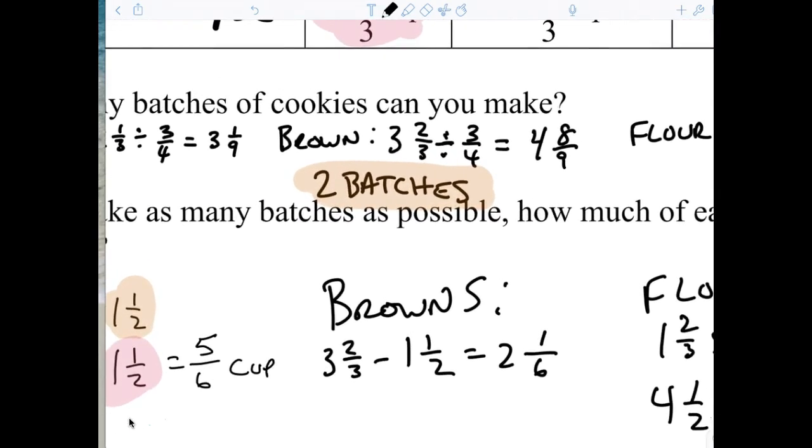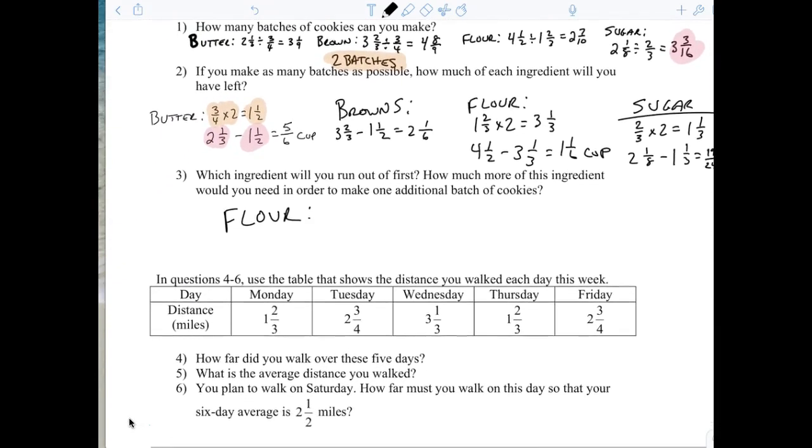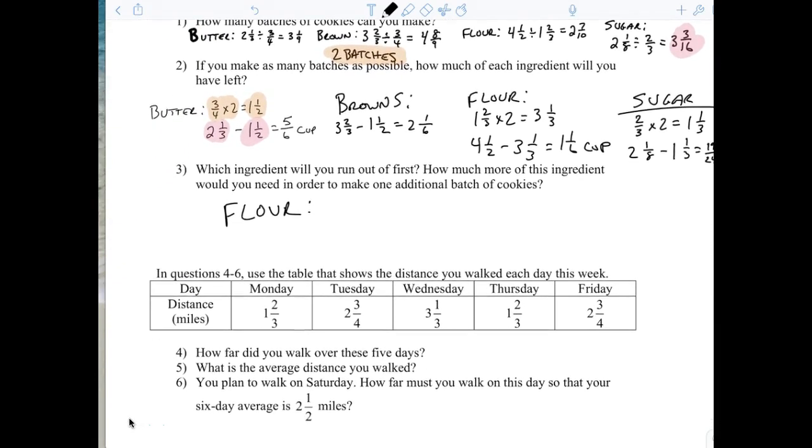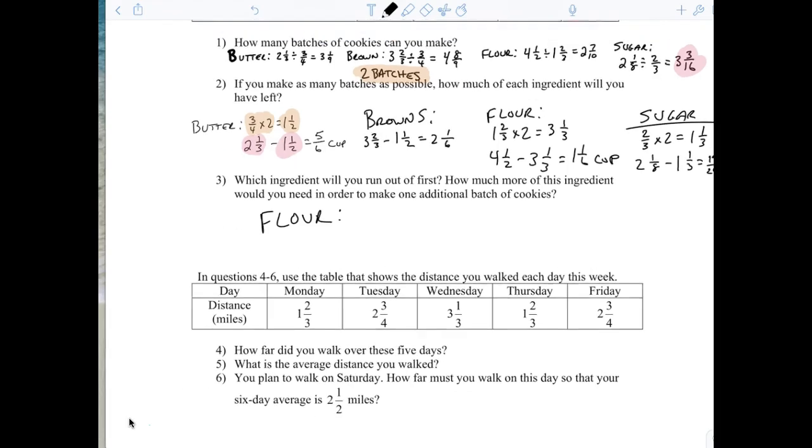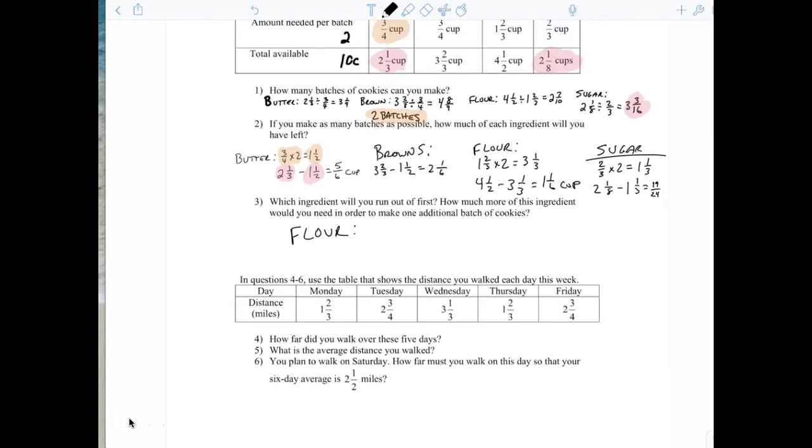You with me now? Okay. So it says, how much more of this ingredient would you need in order to make an additional batch of cookies? Tell me about this. What would I do? I ran out of flour. So you got to run to your neighbors to get some extra flour so you can make a 3rd batch. How much would you have to borrow to make a 3rd batch? Tell me your thought process. What would I do?